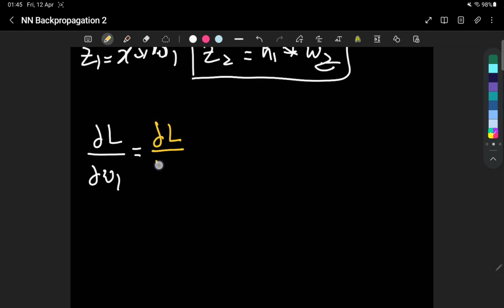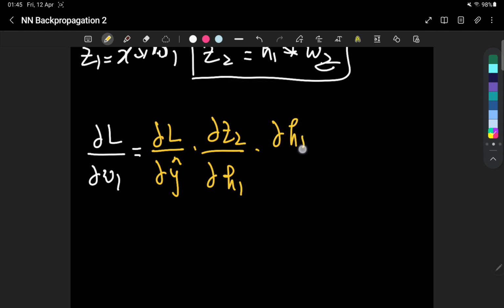of L with respect to y hat, that is your first thing. Then it would be the partial derivative of z2 with respect to, let's say, a, let's we can call it h1, which is like coming in. Then partial derivative of h1 with respect to z1, which is our input that is coming in, and then that would be partial derivative of z1 with respect to w1. So ये इसके partial derivatives हमारे पास आएंगे.